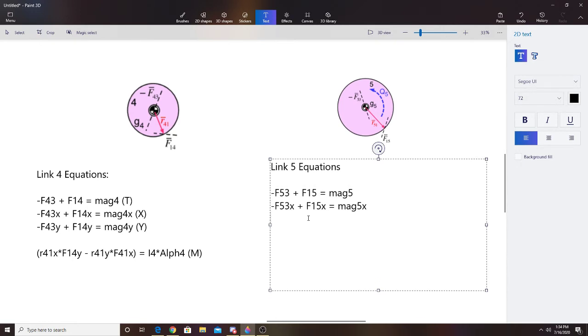I might bring this up at the end because that's hilarious, but I'll read it in a minute. So, minus F53y plus F15y equals M A G5y. Okay, so does everybody understand? Once again, all we have done is the total, the x, and the y once more.